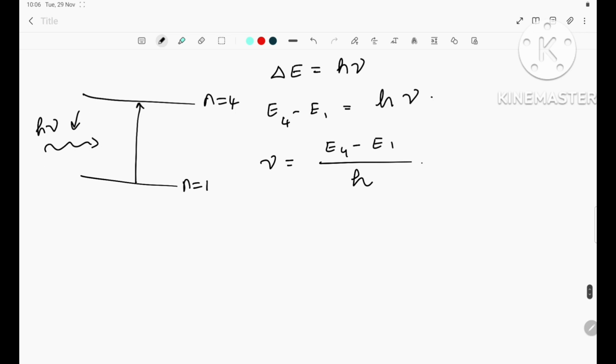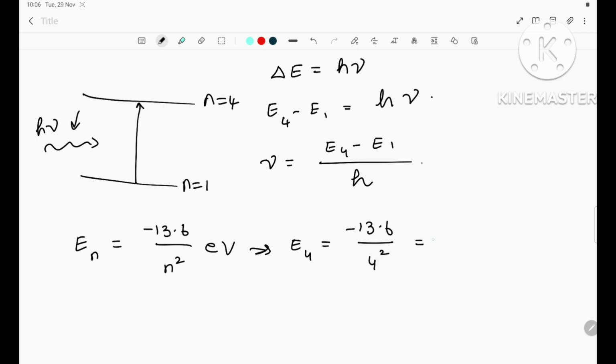And what is E4 and E1? For a hydrogen atom, the energy of the nth orbit is minus 13.6 divided by n square electron volt. So we just have to substitute for the fourth orbit: the energy level will be minus 13.6 divided by 4 square, which is equal to minus 0.85 electron volt. And for the first orbit, it is obviously minus 13.6 electron volt.